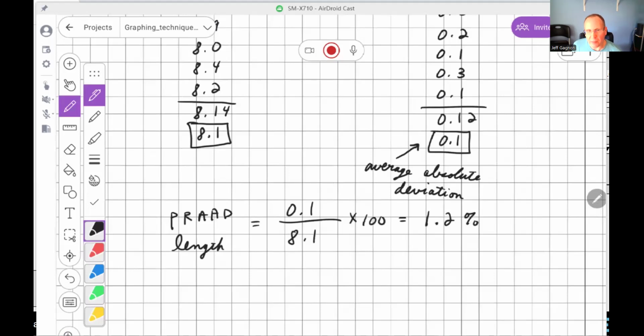And the lower the better, right? A lower PRAAD means that you have less variability. So we have less variability in the length there. Okay, so that's all there is to it.